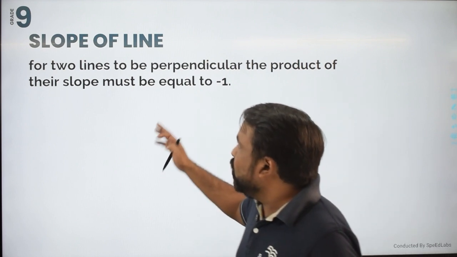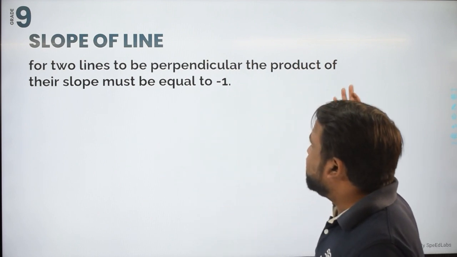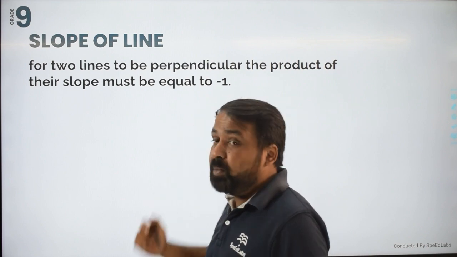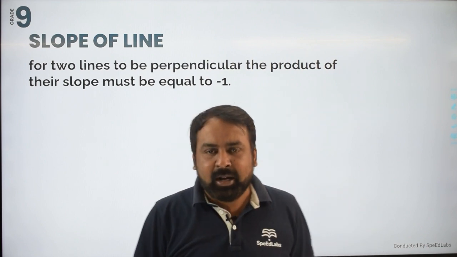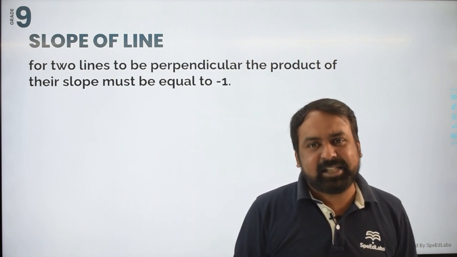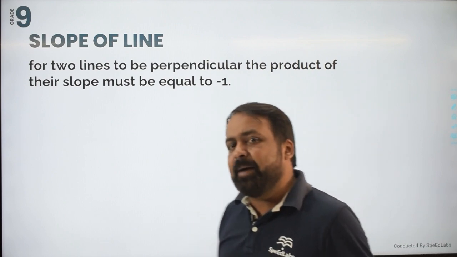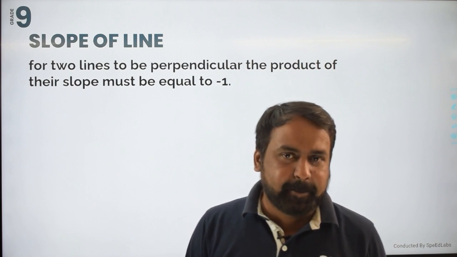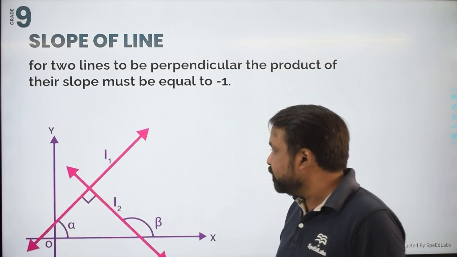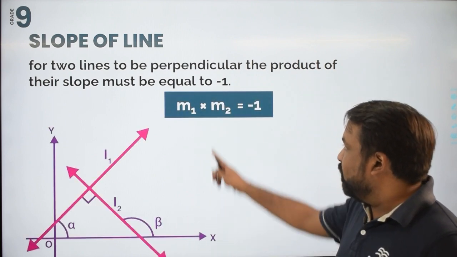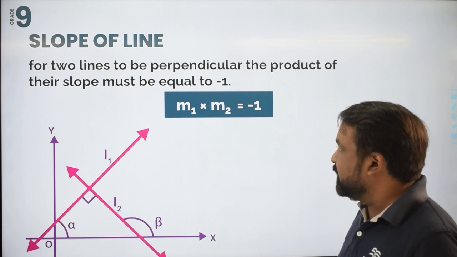Now for two lines to be perpendicular, the product of their slopes must be equal to minus 1. If two lines are perpendicular, let us suppose the slope of the first line is m1 and the slope of the second line is m2, so m1 multiplied by m2 is equal to minus 1. So m1 into m2 is equal to minus 1, as you can see.